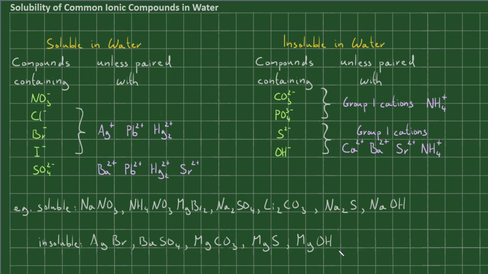Before I finish this video, based on these two tables, would you expect calcium carbonate to be soluble or insoluble in water? If I look at my second table, here's the carbonate, and it's telling me that most carbonates are insoluble in water unless they are paired up with group 1 cations and ammonium. Calcium is in group 2, so calcium carbonate would be insoluble in water. That is all for now, and I will see you on the flip side.